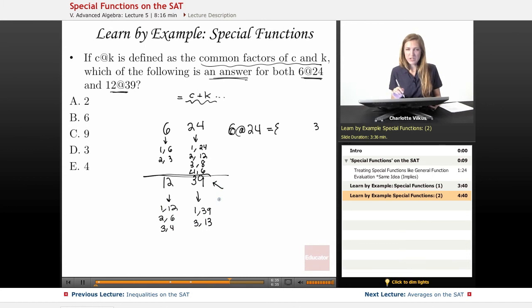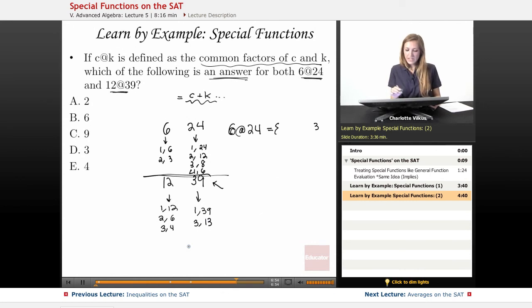If you've forgotten how to check if this is divisible by 3 really quickly, then you should go back and watch the test prep math review section on those divisibility rules and sort of shortcuts to be able to see that. And then once we get to 3 and 13, we realize that there's nothing else here.